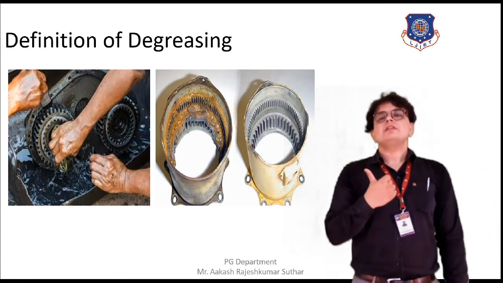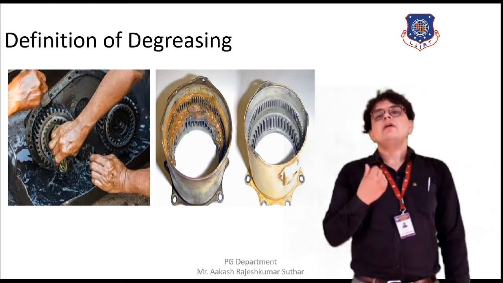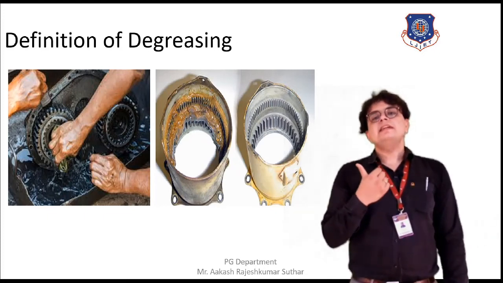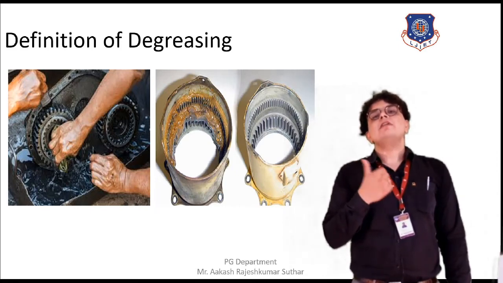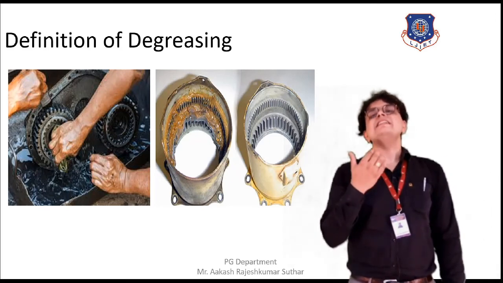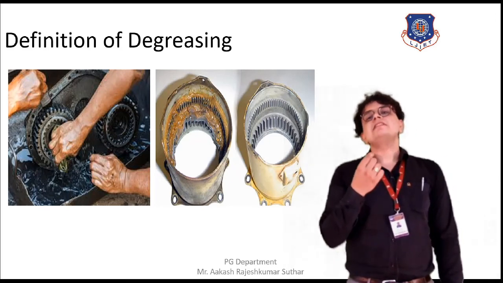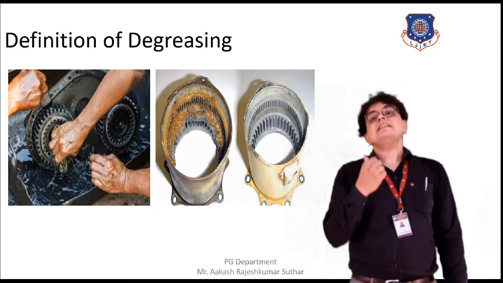In the next picture also we can see that on the surface of the gear the oil is found, and that is being removed by a person. After the degreasing, or removal of the oil, it will look like a clean surface, so all the teeth and projections of the gear can be seen properly.